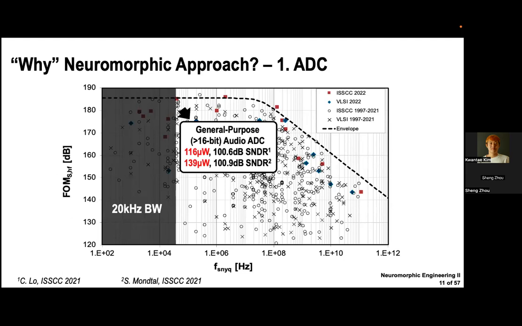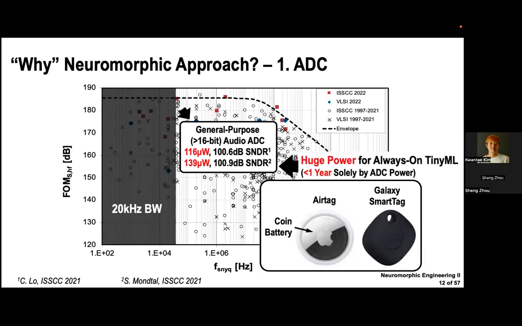So if we look at the general purpose ADCs used in audio applications, they have more than 20 kHz bandwidth. Even for state-of-the-art ISSCC papers, such as those presented in 2021, SNDR performances are more than 100 dB, which corresponds to more than 16-bit resolution. It consumes more than 100 microwatts. And this power number is actually huge for always-on TinyML systems.